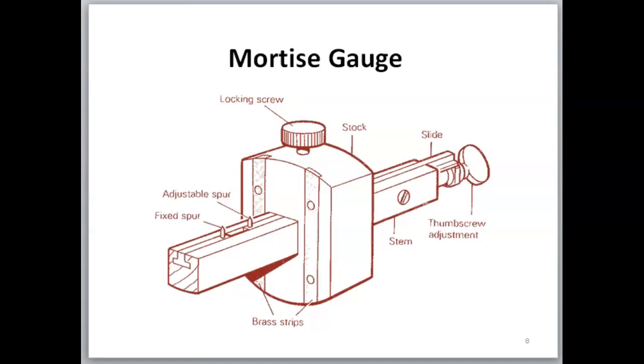It consists of the stem, the headstock, locking screw, a slide, and thumb screw adjustment. We also see the adjustable spur. One is fixed and one is movable. One can be slid back and forth. And we also see the brass strips that protect the edge of the headstock from impact when scribing lines.